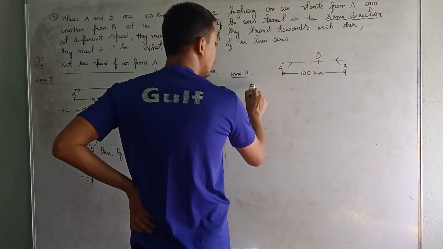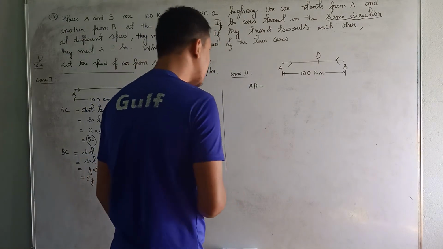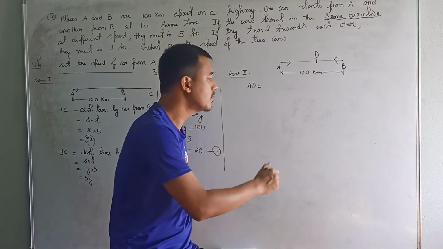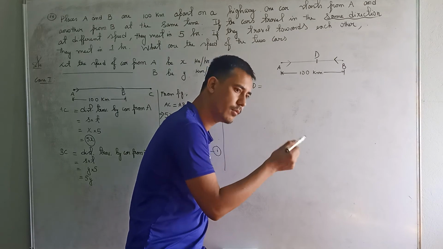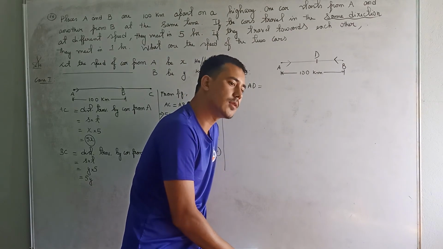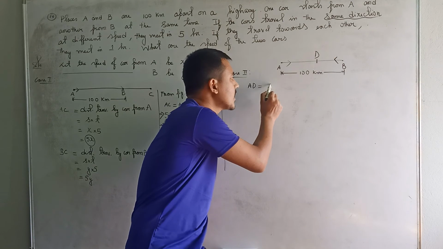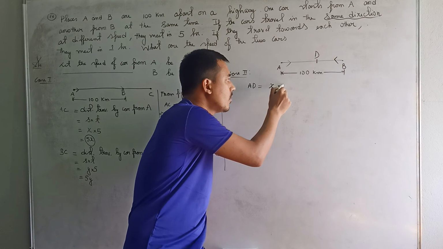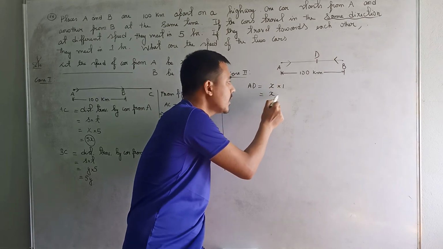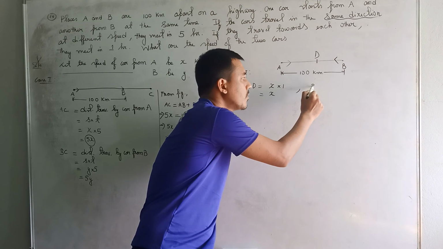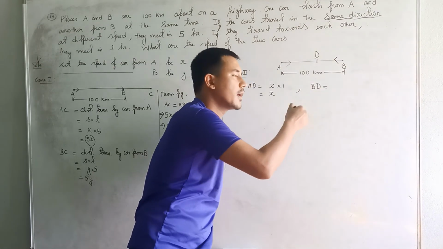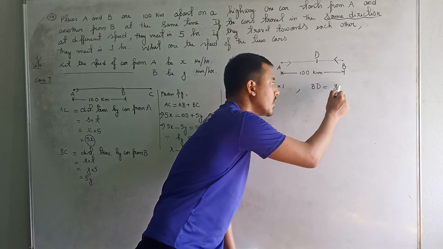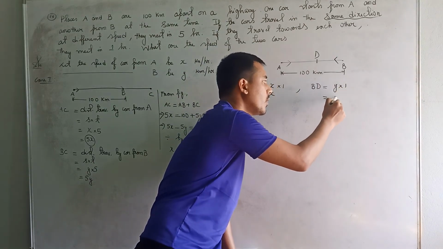So what is AD here? The first car started from A. It stopped at D. So AD gives you the distance traveled by the car from A. Distance means speed into time. Speed is X, into time. For how long did it travel? 1 hour. So AD is only X. Similarly, BD means the distance traveled by the car from B. Speed of the car from B is Y. This time it traveled for 1 hour, so Y only.